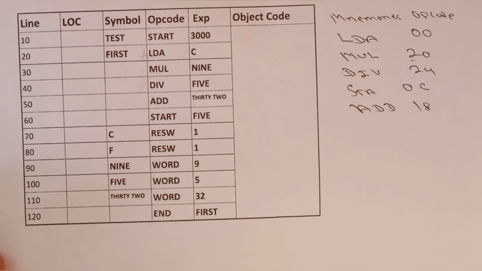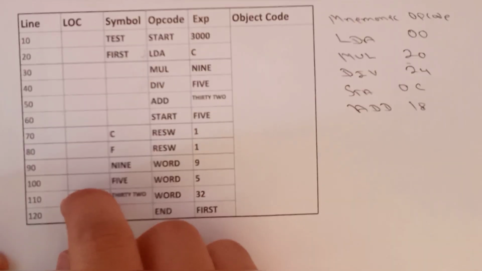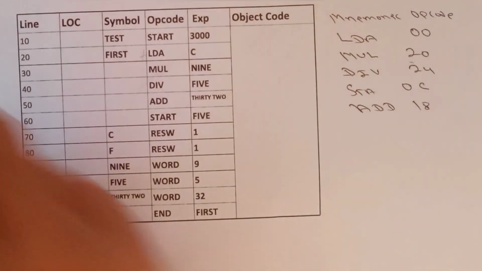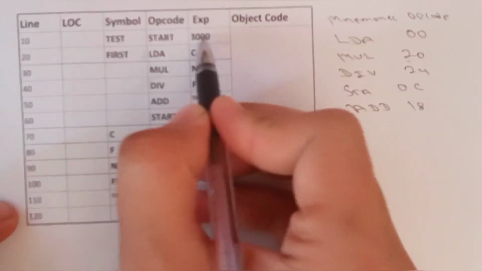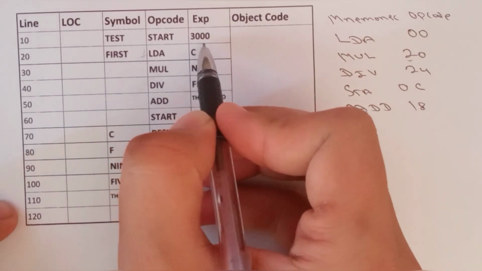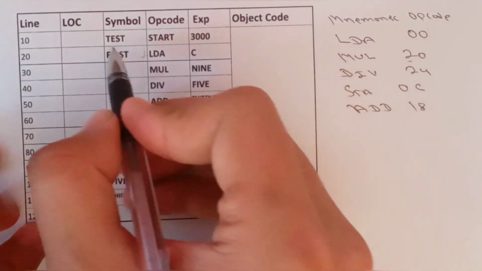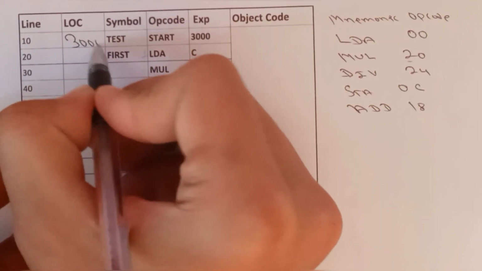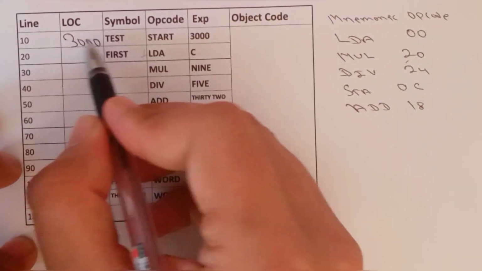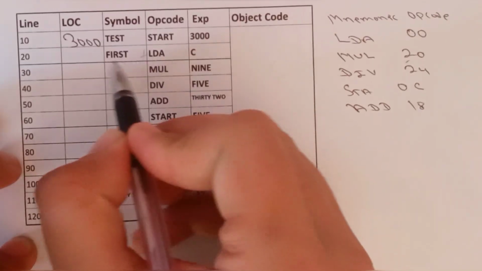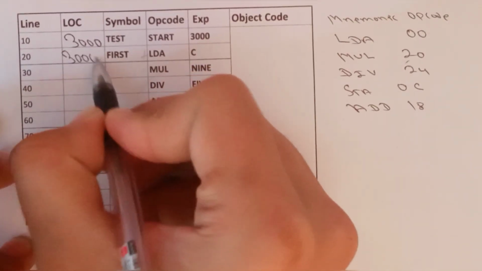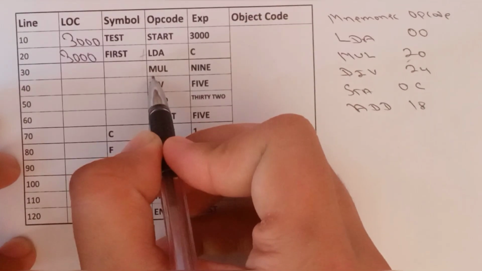Now to fill up this table, at first we have to fill up the LOC section. Here in the start section, write as it is. This is the absolute address, that is 3000. So write in the LOC section 3000. Either leave this section empty or you can write 3000. First of all we have to start from this start, so that is 3000.